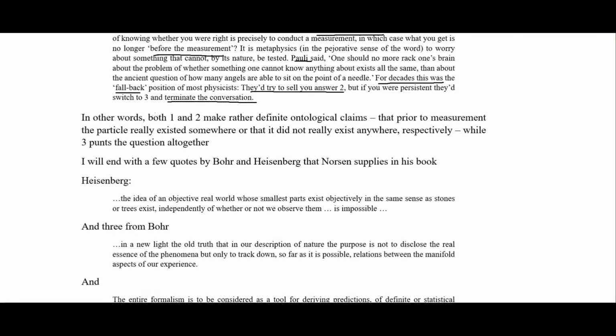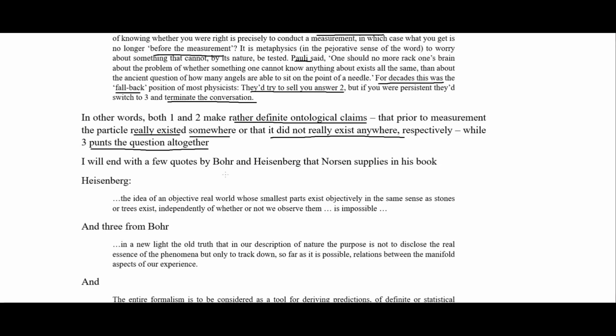So, in other words, both 1 and 2 make rather definite ontological claims, where the first is that prior to the measurement, the particle really existed somewhere, and the second is that it did not really exist anywhere. While 3 just punts the question altogether.